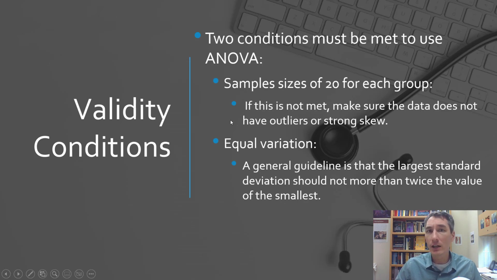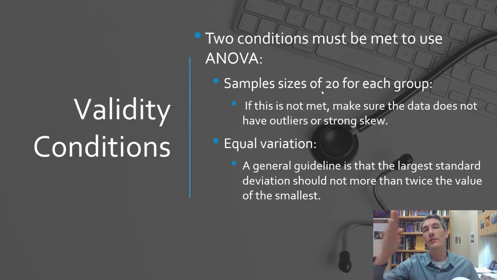There are validity conditions when doing ANOVA. You want to have 20 in each group, similar to when we've had quantitative data before. If you don't have the 20, then you probably don't want to have either outliers or skew, but having 20 in every group makes the validity condition pretty well satisfied. Essentially, what that's doing is making sure that the null distribution matches up with the theoretical null distribution that we would get when doing this F statistic test, or ANOVA.